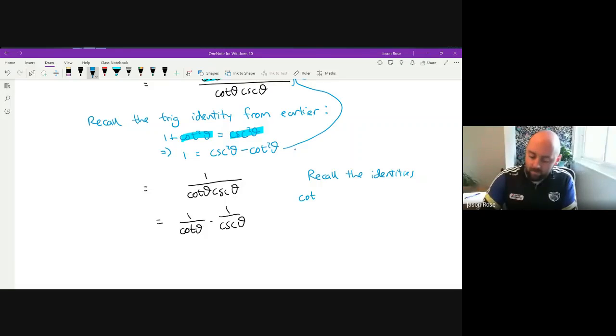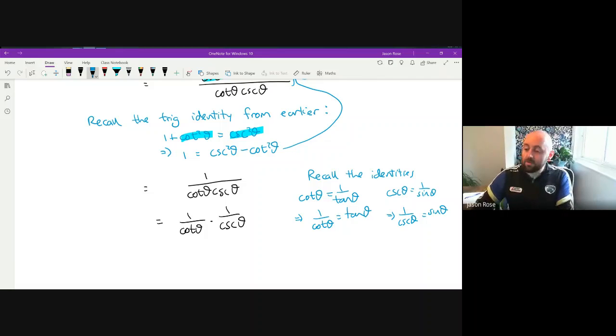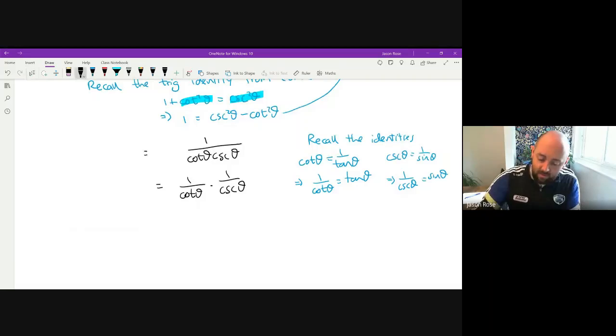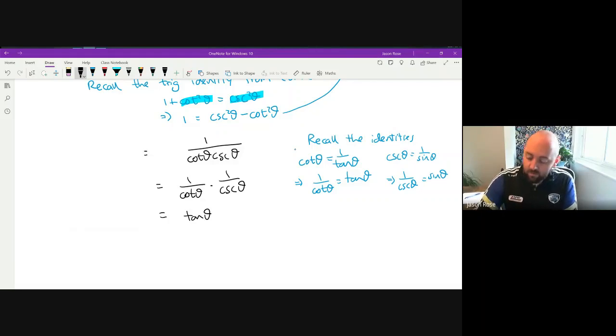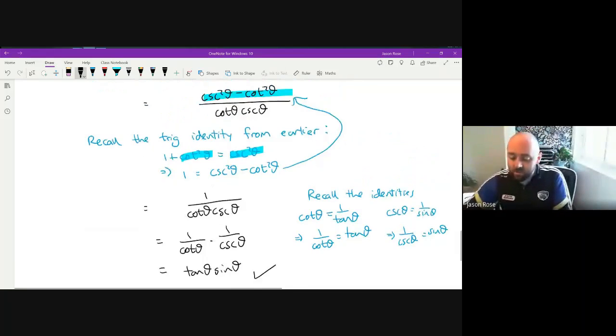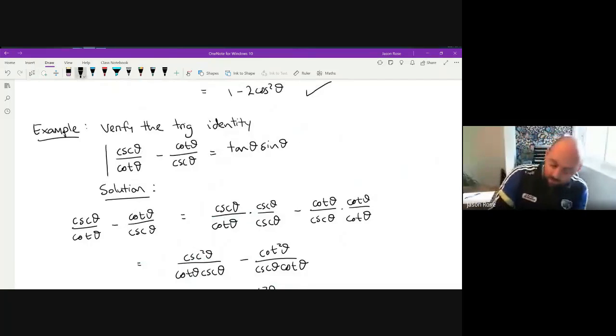We had cotan theta was 1 over tan theta, meaning that with cross multiplication you can then see that 1 over cotan theta would be tan theta. Likewise, cosecant theta was 1 over sine theta, meaning that 1 over cosecant theta is sine theta. So we're going to replace both of those directly. Cotan, 1 over cotan was tan, 1 over cosecant was sine. And that is what we were after. This is what we were trying to show.